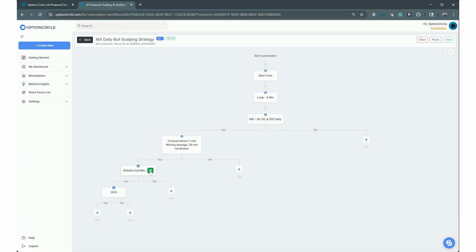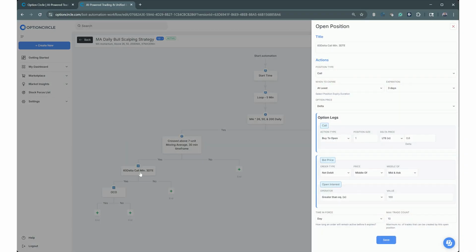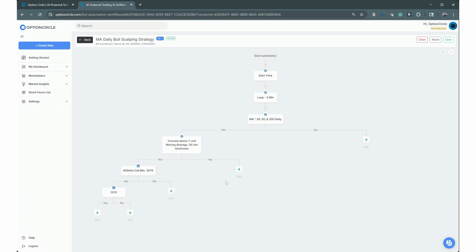We're going to buy the 60 delta call, and it's going to be a minimum of a 3-day expiration. And as you can see here, 60 delta, and how we're purchasing this, we're looking for between the bid and the ask. So hopefully that will help a little bit when we're trying to enter maybe in that first couple minutes of the open.